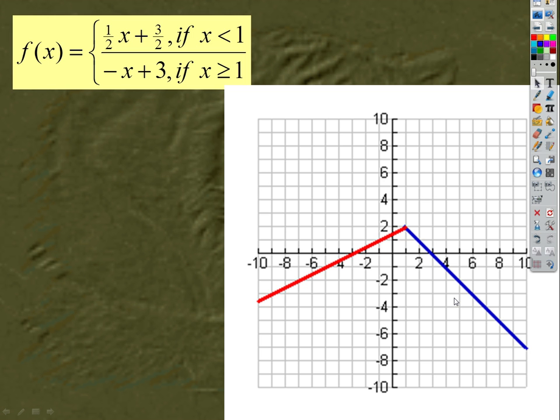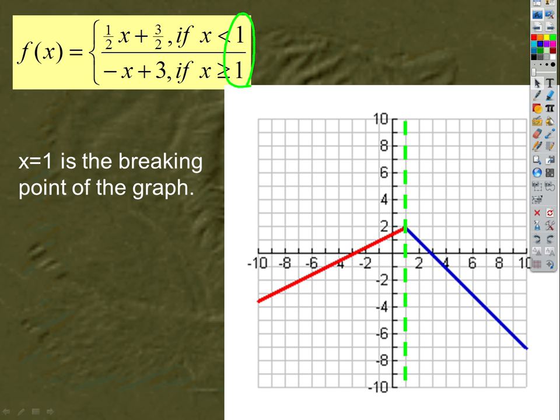So this is what the graph of that piecewise function would look like, and let's just make sure we understand why. Now, where's the breaking point? In other words, what's the x value where we make a transition from one piece to the other? 1, right? When x is less than 1, we're on one piece. When x is greater than or equal to 1, we're on the other piece. So 1 is the breaking point. That's where we're making the jump, right? Okay, AJ, please. I'm sorry. Okay, so there's my breaking point. A vertical line at x equals 1, okay?